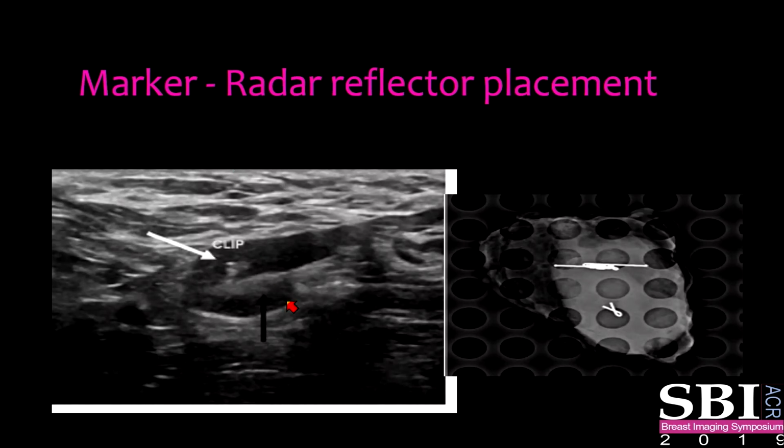Here's an example of a radar reflector placement. Here's the abnormal lymph node with the clip. We put a Savvy Scout marker here, and this was excised, and on the specimen radiograph, the clip as well as the marker are seen here.